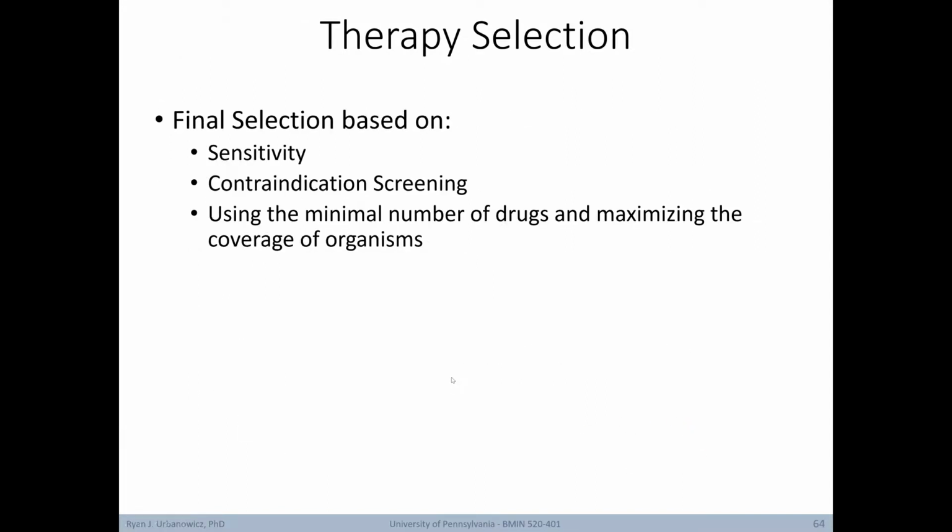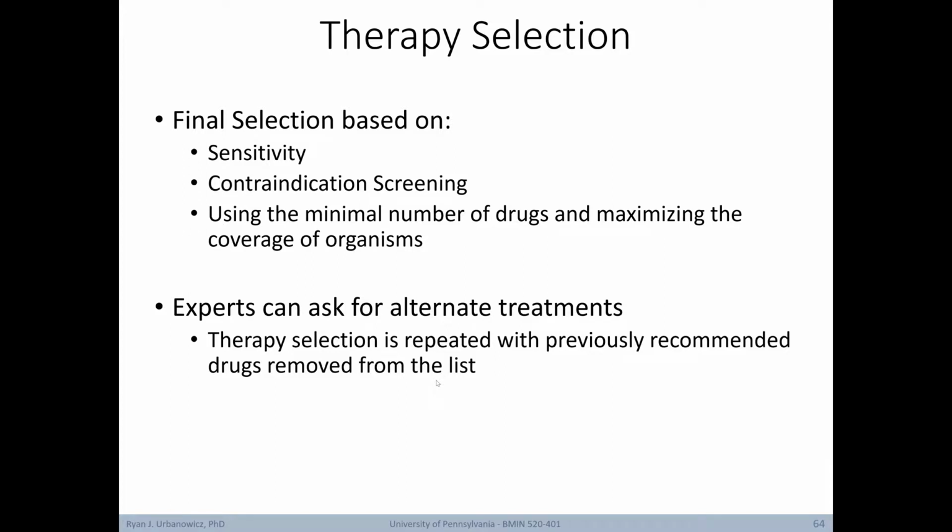MYCIN's therapy selection is based on sensitivity, contraindication screening, and using the minimal number of drugs while maximizing the coverage of organisms that were identified. Experts can also ask MYCIN for alternative treatments, and in this case, the therapy selection process is repeated by MYCIN, but now it's done so where the previously recommended drugs are removed from the list.